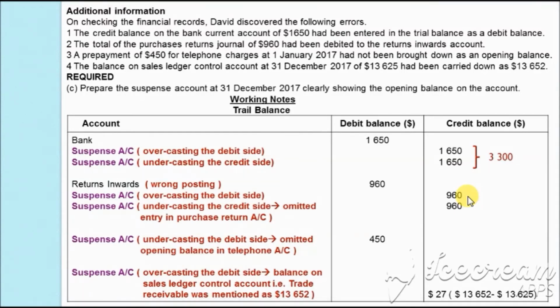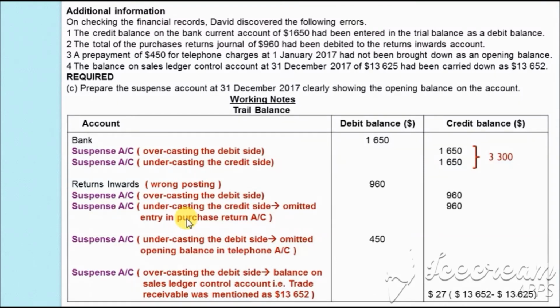Now when you have to rectify it, as you have credited these balances, you will debit these balances. However, here two different accounts are involved, that is return inwards and the purchase return account. So we will debit the suspense account with return inwards 960 and then purchase return 960 to rectify this error.